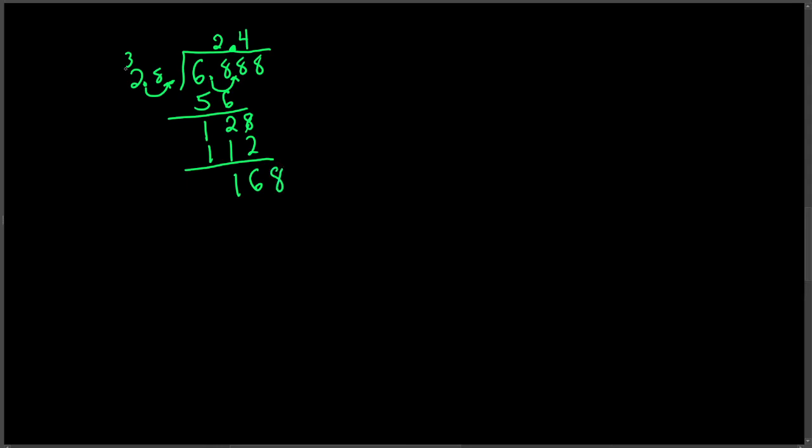And let's see. 7's too large. 6. So 6 goes into 8 48 times. Carry my 4. 6 times 2 is 12, plus 4 is 16. I've reached 0, and I'm done.